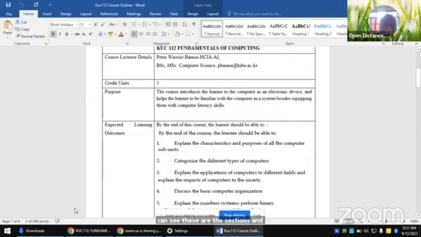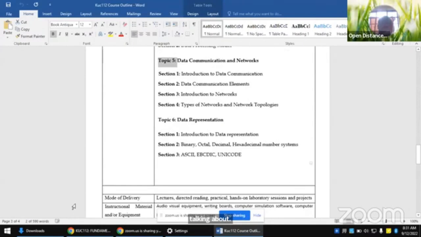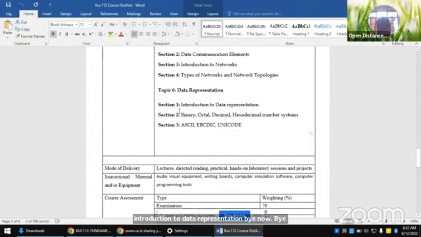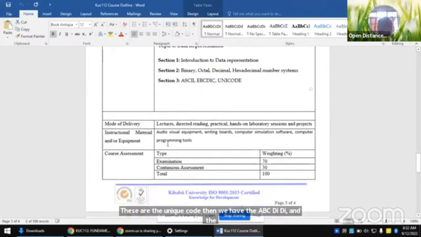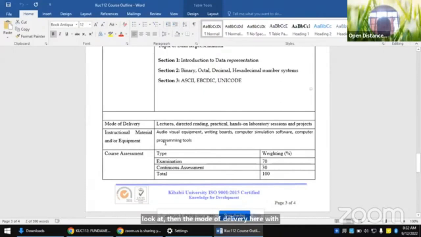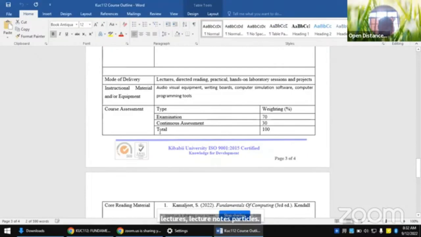So topic 6, we talk about data representation, which is introduction to data representation, binary, octal, decimal, hexadecimal number systems. And section 3, we have the ASCII, EBCDIC and the Unicode, which we are going to look at. Then the modes of delivery here, we have lectures, directed notes, practicals, a bit of hands-on sessions and projects. Then the instructional material and equipment, you just need audio-visual equipment, writing boards, computer simulation software, and computer programming tools.